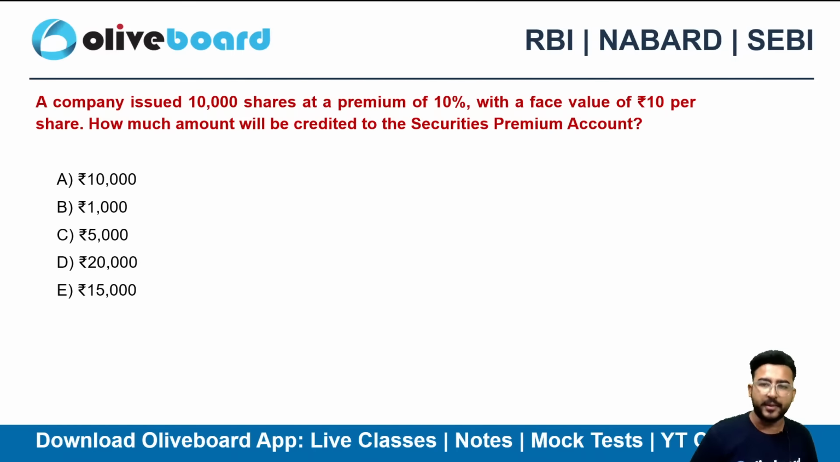Okay. Next one. Company issued 10,000 shares at a premium of 10%. This can be important. With a face value of 10 rupee per share, how much amount will be credited to the securities premium account?